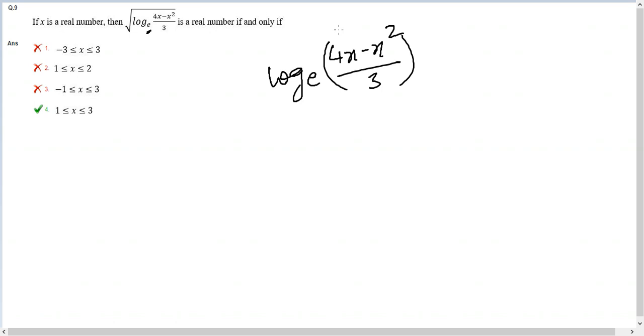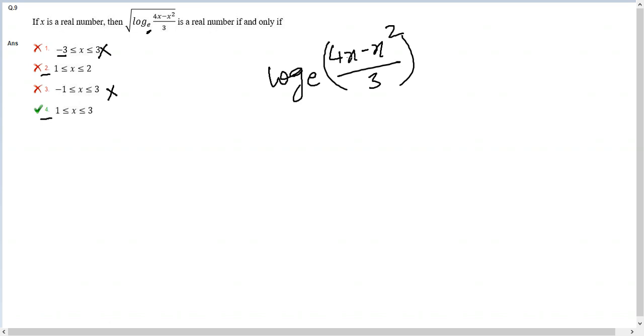So if this has to be a positive number, if I take this option, if I take x as 0, e raised to any power will not lead me to 0. So this option is eliminated and this option is eliminated. Now we are left with option 2 and option 4. The only thing I had to check was whether it works for 3.